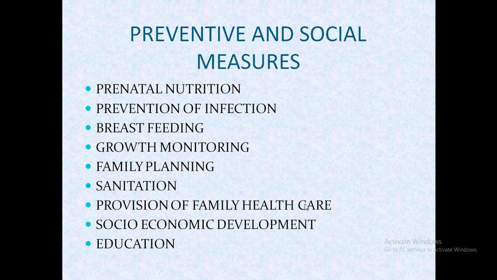Are there any preventive measures for all these things? The preventive and social measures are perinatal nutrition during pregnancy and during lactation, and prevention of infection during pregnancy, at the time of delivery, and during the postnatal period for the mother as well as for the newborn baby. And breastfeeding: the importance of exclusive breastfeeding and continuation of breastfeeding up to 2 years, and starting the weaning at the right age. And growth monitoring is usually managed at the Anganwadi level, with regular monitoring of the weight of the child up to 5 years.